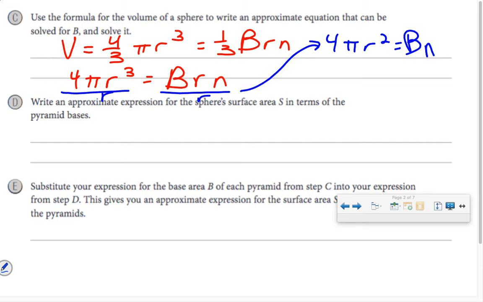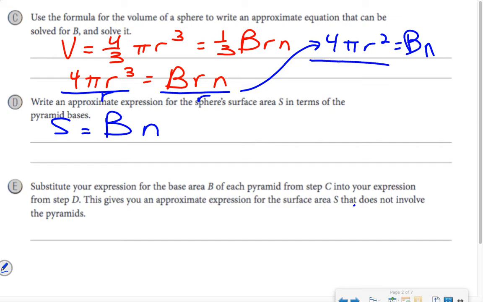Remember that the bases of those pyramids were parts of the surface of the sphere. So now it's saying write an approximate expression for the sphere's surface area in terms of the pyramids' bases. So the surface area of the sphere would be the base of each pyramid times the number of pyramids. And since here I know that Bn is 4 pi r squared, that means that the surface area of a sphere is 4 pi r squared.